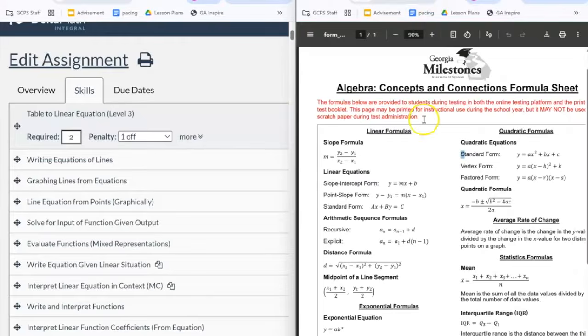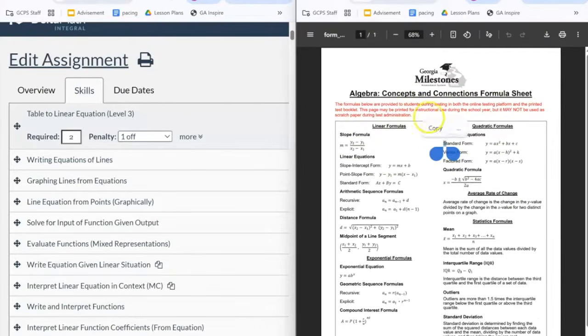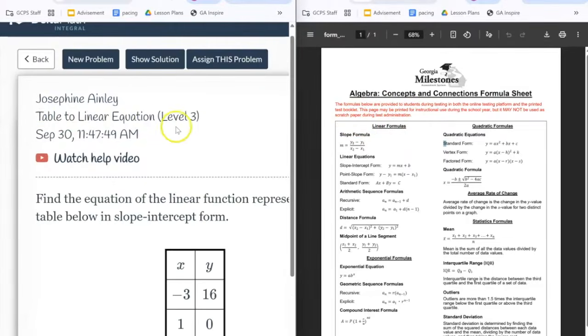Before I start, I do need to introduce you to your formula sheet. This is going to be in your testing site every single time. There should be buttons at the very top where you click it and then you can see it. So I'm definitely going to use that as well so you can get used to it. The first one I'm going to go over is table to linear equation.